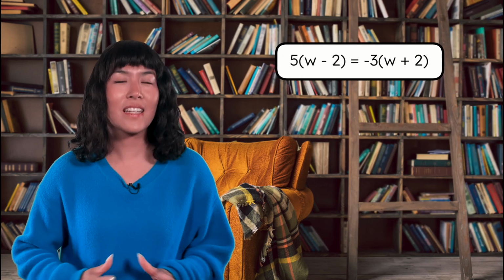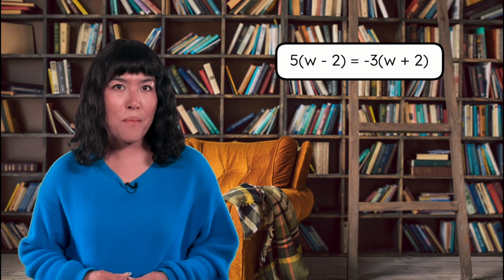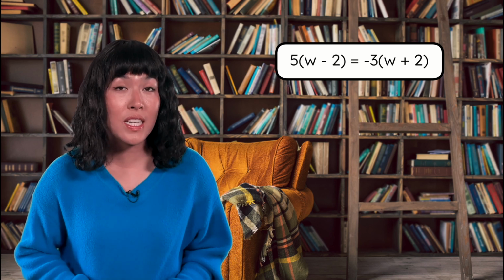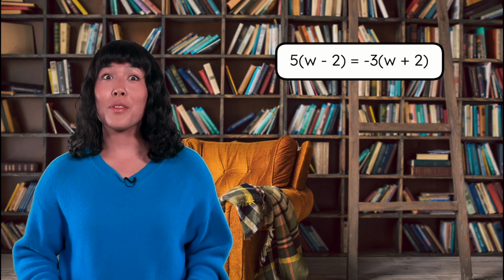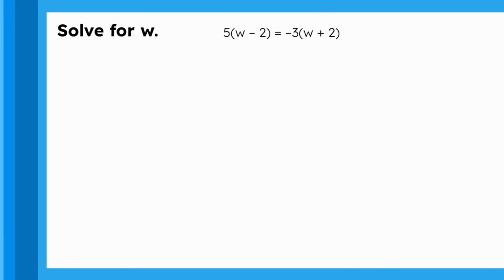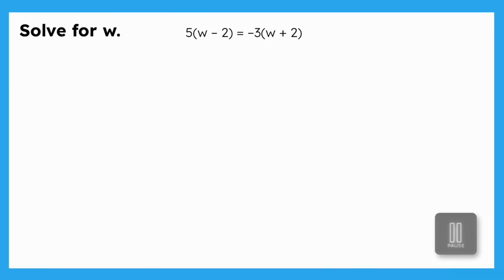Take a few seconds and consider the first equation. 5 times the quantity W minus 2 equals negative 3 times the quantity W plus 2. Based on your work in the last few lessons, I think you're ready to try this out on your own. Pause the video here and solve this equation for W. When you're ready, come back and check your work with me.